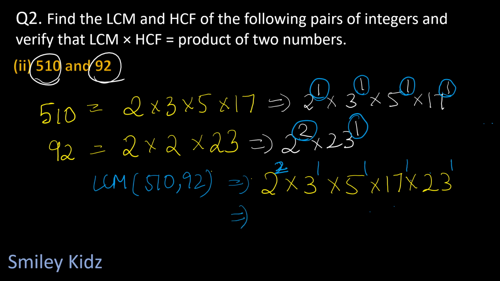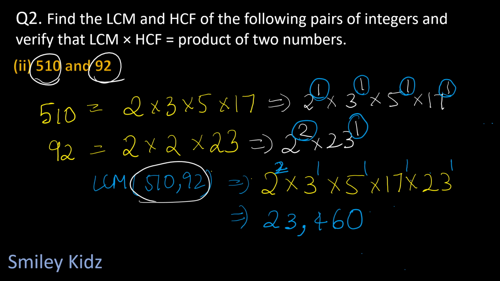Now what is this all equal to? 2 square times 3 times 5 times 17 times 23. It is equal to a vast number, 23,460. Wait, this is the LCM of 5, 10 and 92. We are yet to find out the HCF of it.